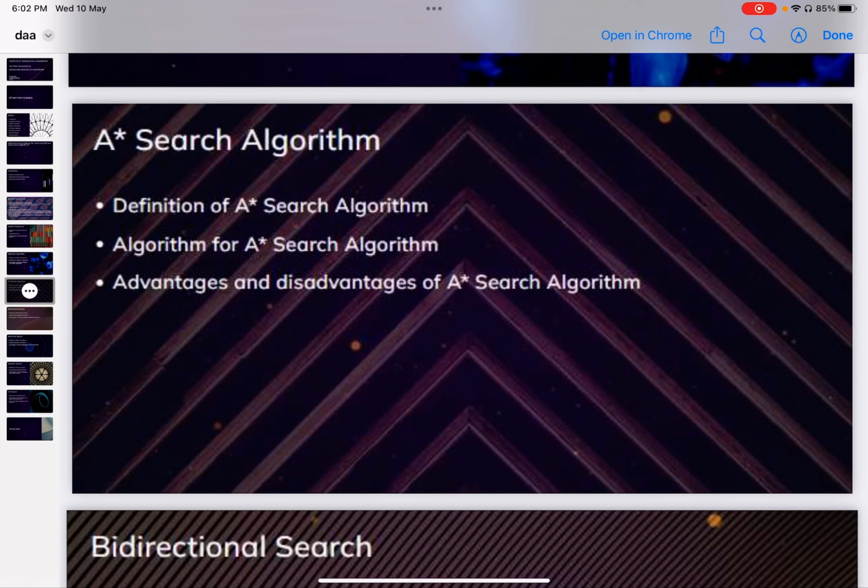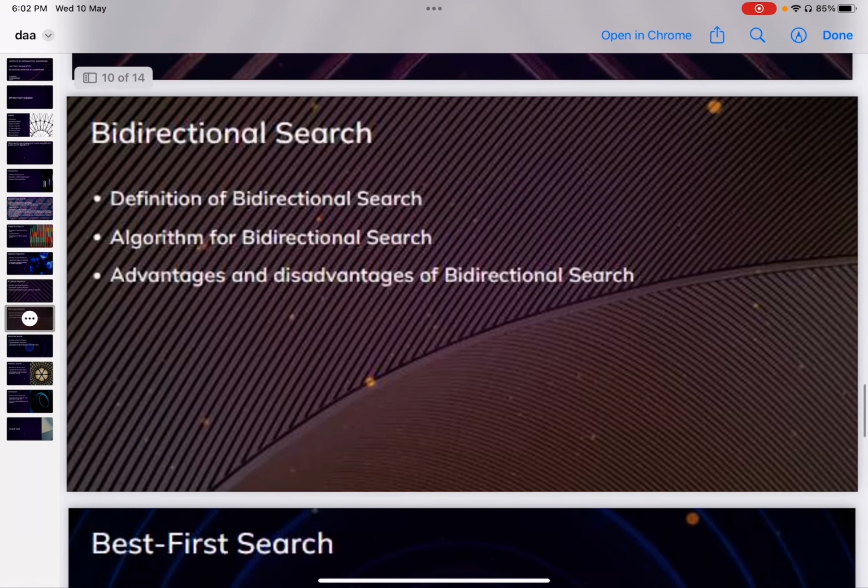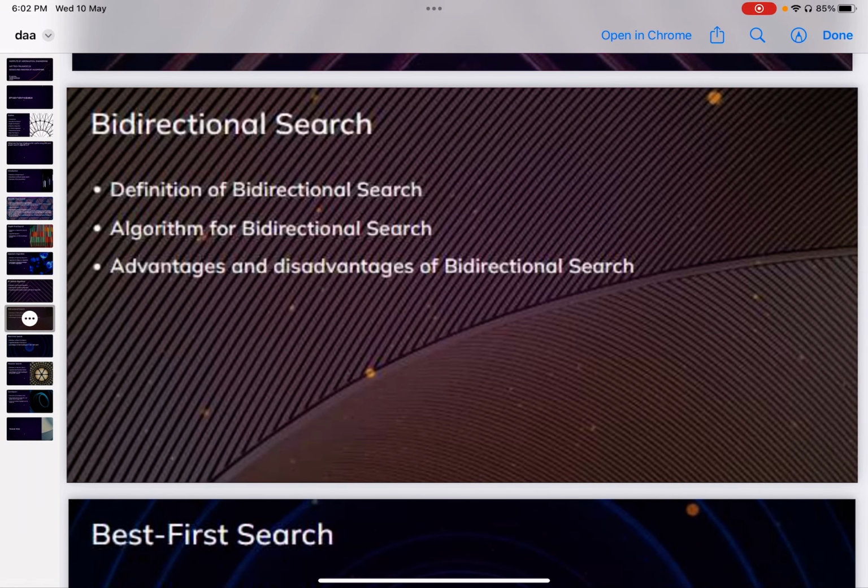So this is about the A star search algorithm, and the next one is bidirectional search.